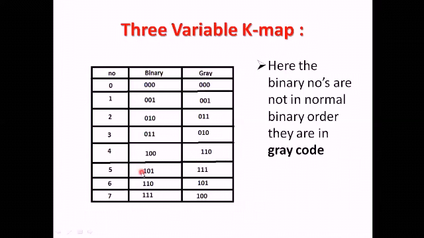5 is 1, 0, 1. Gray code is 1, 1, 1. 6 is 1, 1, 0. Gray code is 1, 0, 1. In case of 7, it is 1, 1, 1. Gray code is 1, 0, 0. Now look, in each of these cases, there is a single bit difference.